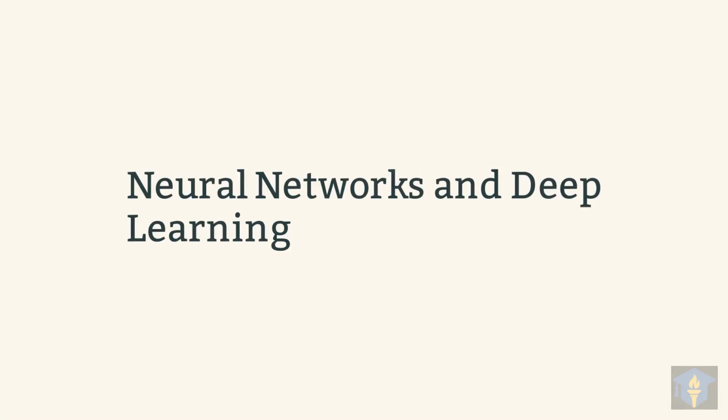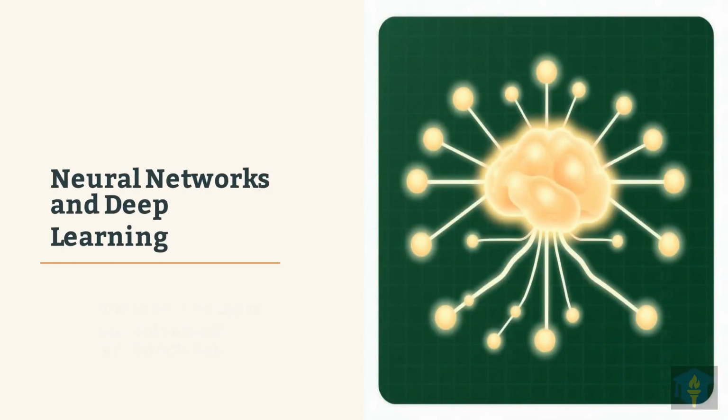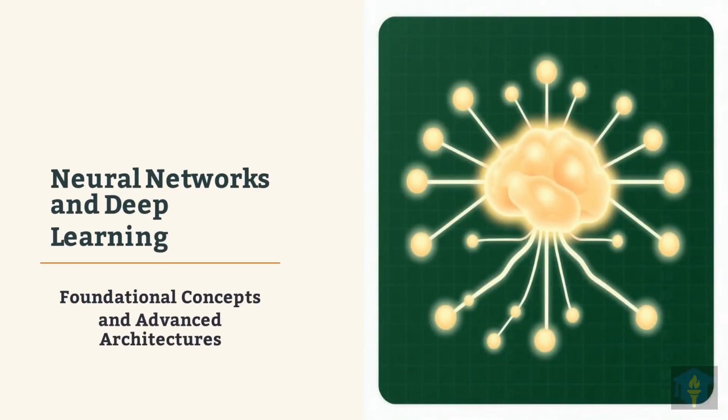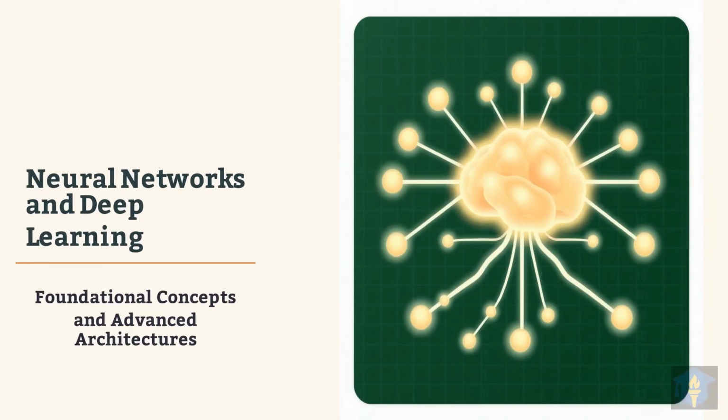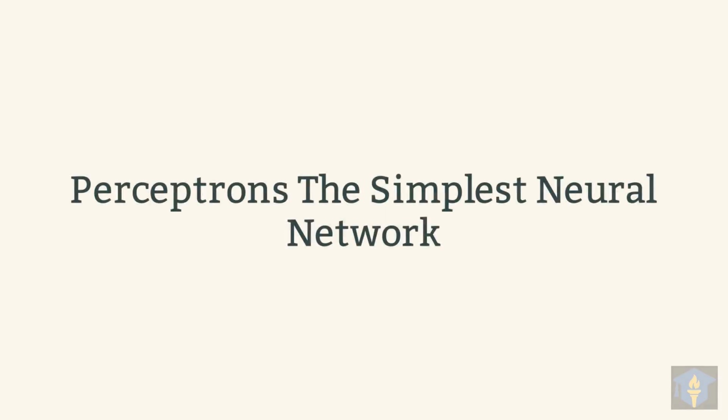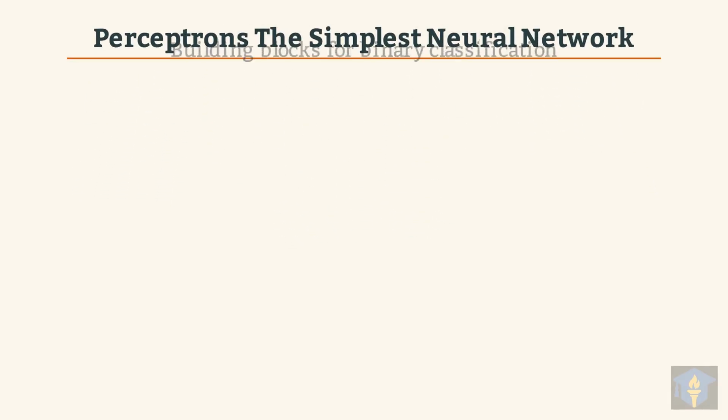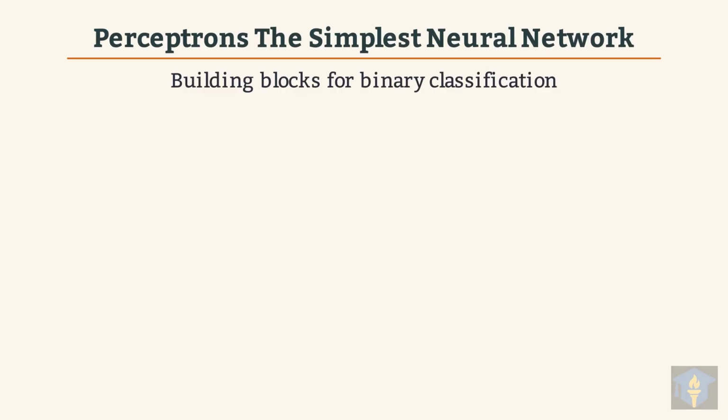Welcome to our module on neural networks and deep learning, a fascinating and rapidly evolving field in artificial intelligence. Today, we'll explore the foundational concepts and delve into advanced architectures that drive modern AI applications. Let's begin with perceptrons, the very simplest form of a neural network, a crucial starting point. Perceptrons serve as fundamental building blocks, primarily designed for basic binary classification tasks.